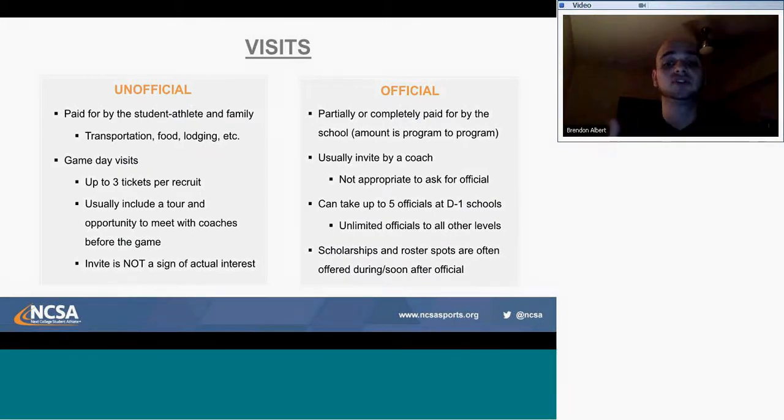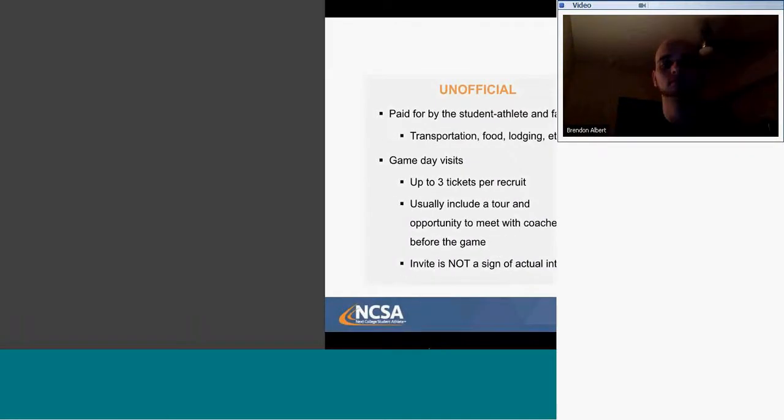Now, if you end up going to a Division II, Division III, or NAIA school, you have unlimited official visits you can take. The only thing to be aware of is that a lot of times these schools might not have the budget to help you financially take these visits. So don't be surprised if they don't offer you an official visit. Don't take any offense to it. It just might mean the university doesn't have the funding to do it.